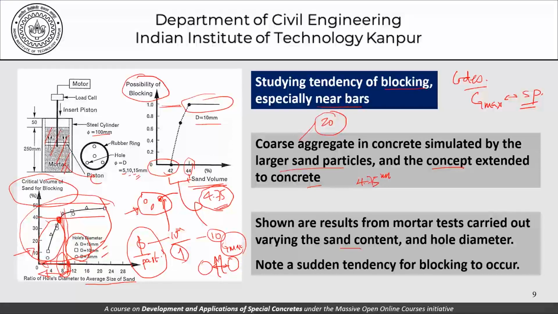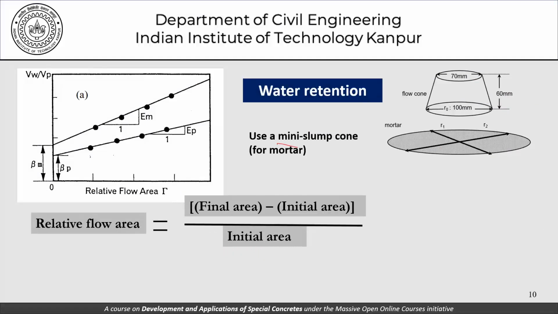So having done all this in this slide, and having discussed one set of experiments in the previous slide, let's discuss another set of experiments. Now this is carried out using a mini slump cone.